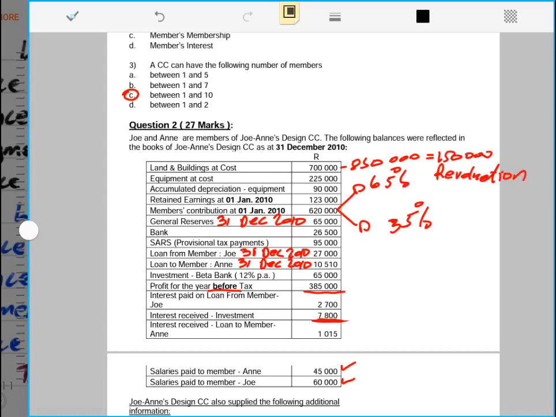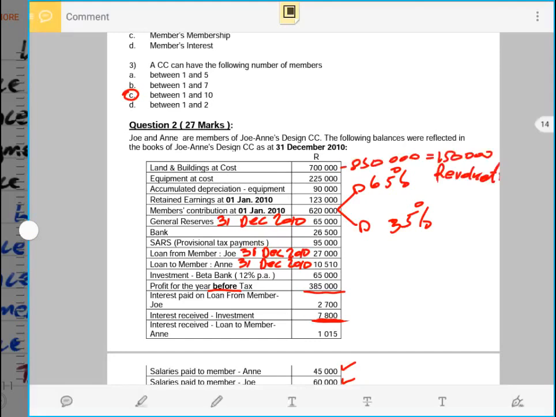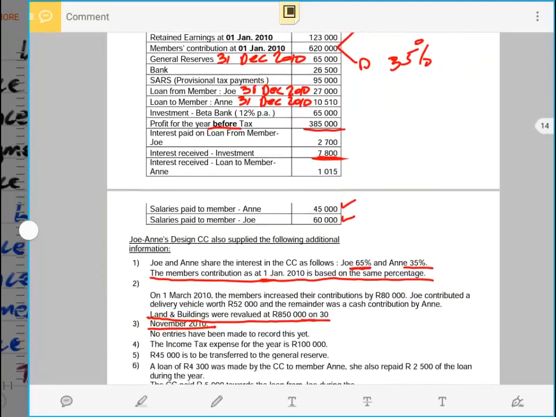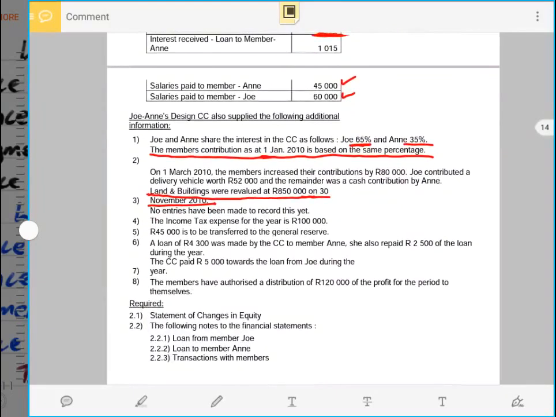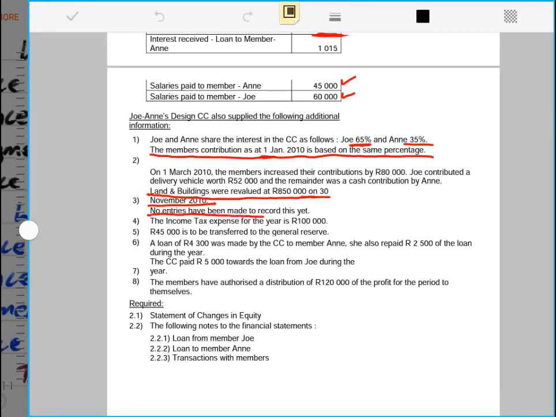So we know that 150,000 rands will be recorded as a revaluation surplus. Then we continue to the next adjustment. It further tells us that no entry has been recorded as yet regarding the revaluation. So now we have to account for that under the revaluation in the statement of changes in equity.